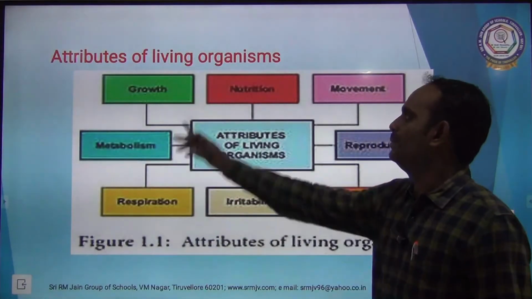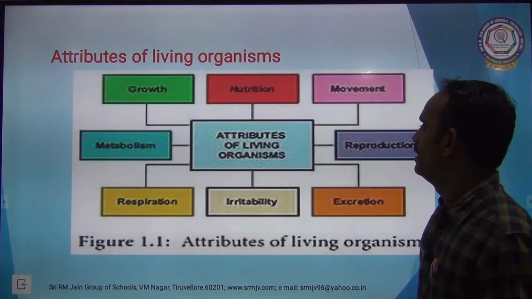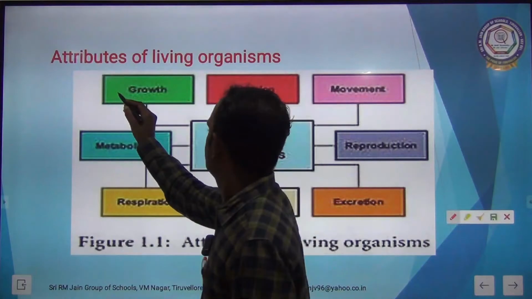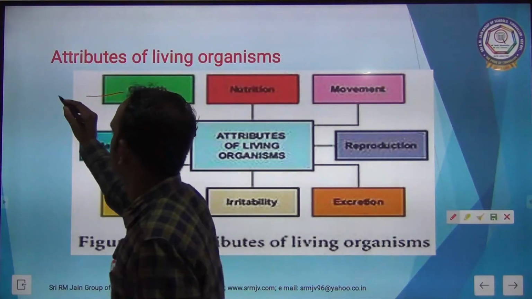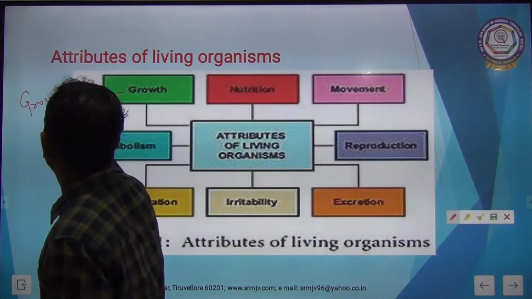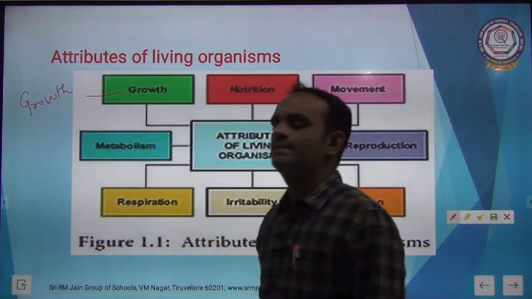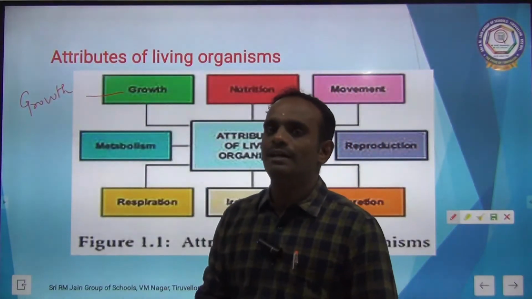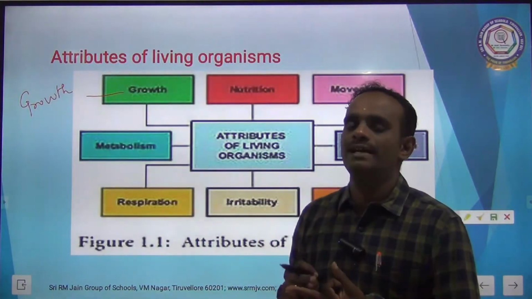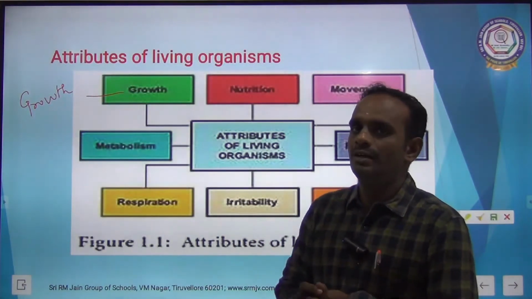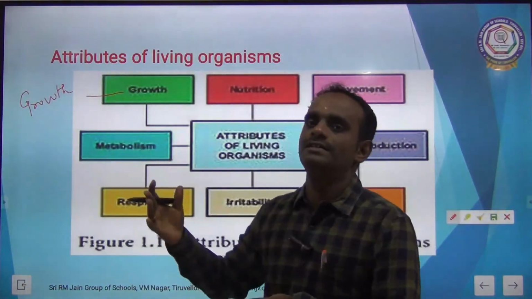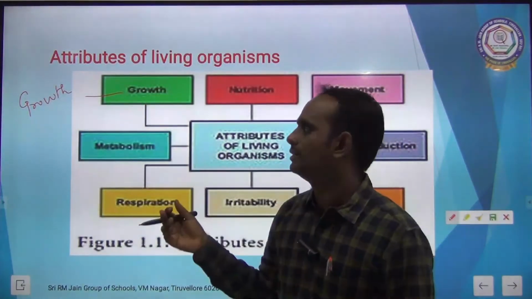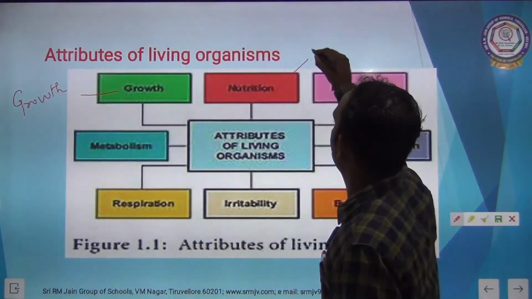See the attributes of living organisms. The first attribute, the first characteristic feature, is growth. If it is a living organism, it tends to grow. That includes microorganisms, plants and animals, human beings also. Growth is nothing but the division of cells, the division of tissues, the formation of organs, all that comes under growth. The second one is nutrition.